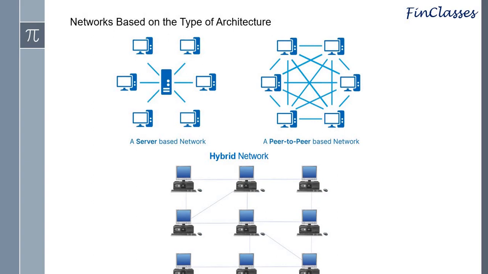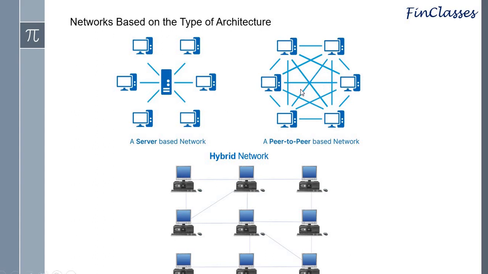These are simple examples. Let us move to networks based on the type of architecture. There are again three types, the standard ones. One is P2P, a peer-to-peer based network. Computers with similar capabilities and configurations are referred to as peers. Even when you work in a company, your colleagues at the same designation are usually called peers. In the same way, computers with the same configuration are called peers. These are connected to each other without the use of a central server.